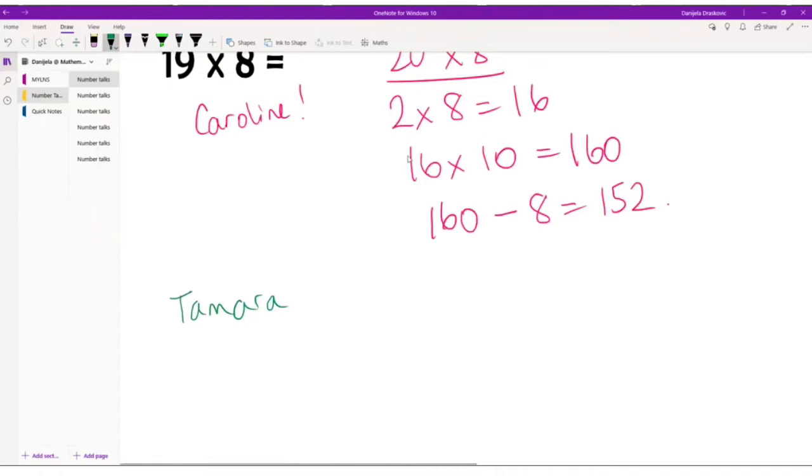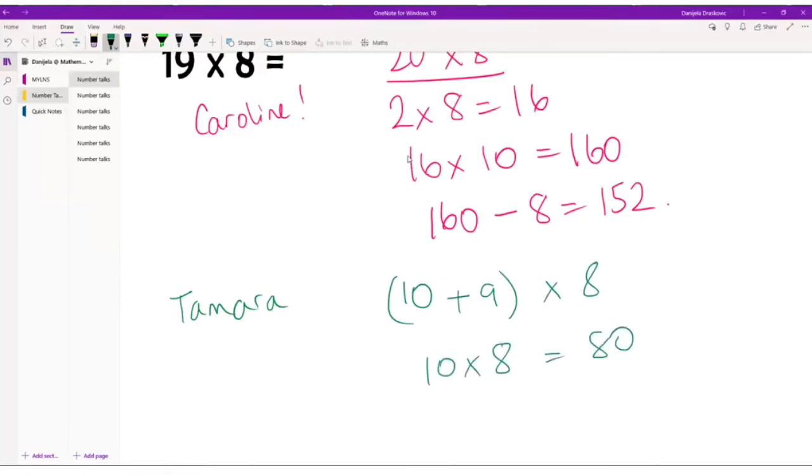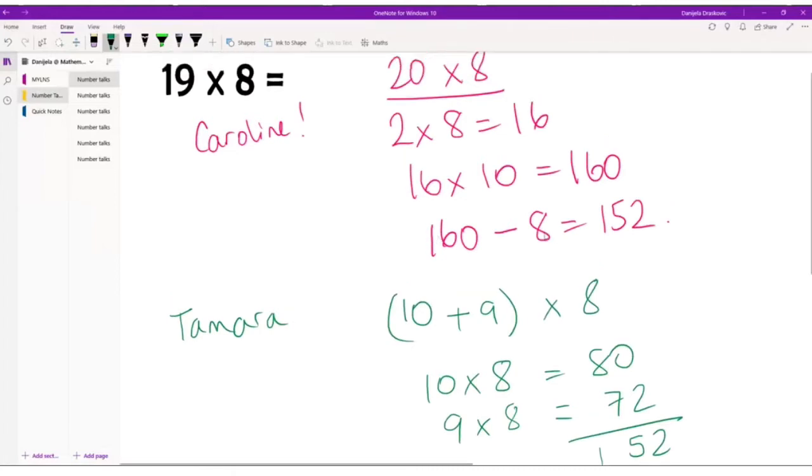What I did was I split up the 19 into 10 and 9. So I did 10 times 8 first, which is 80. And then I did the remaining 9 times 8 for 72. And then I added those two answers together. Nice. Great, thanks, Tamara. You can mute yourself now. If anyone else has a different way, different to Caroline and Tamara's, we'd love to hear it.